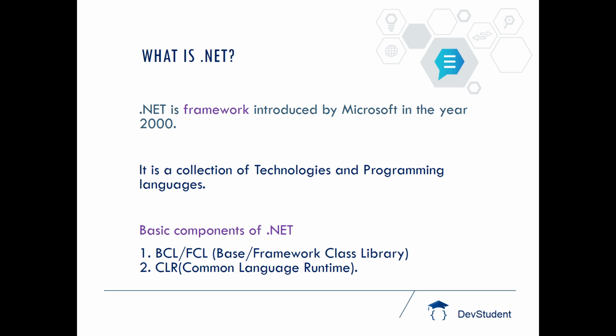And there are two basic components of .NET. They are BCL and CLR. BCL is also known as FCL, which stands for Base Class Library or Framework Class Library, and CLR stands for Common Language Runtime.